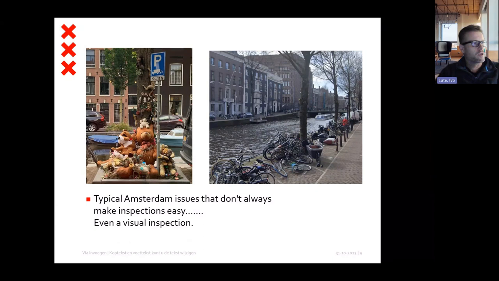And this is my last slide, my last PowerPoint sheet. We've got some problems in Amsterdam, as you can see. It's of course a very busy city, a lot of bikes, a lot of cars, everything around the tree.